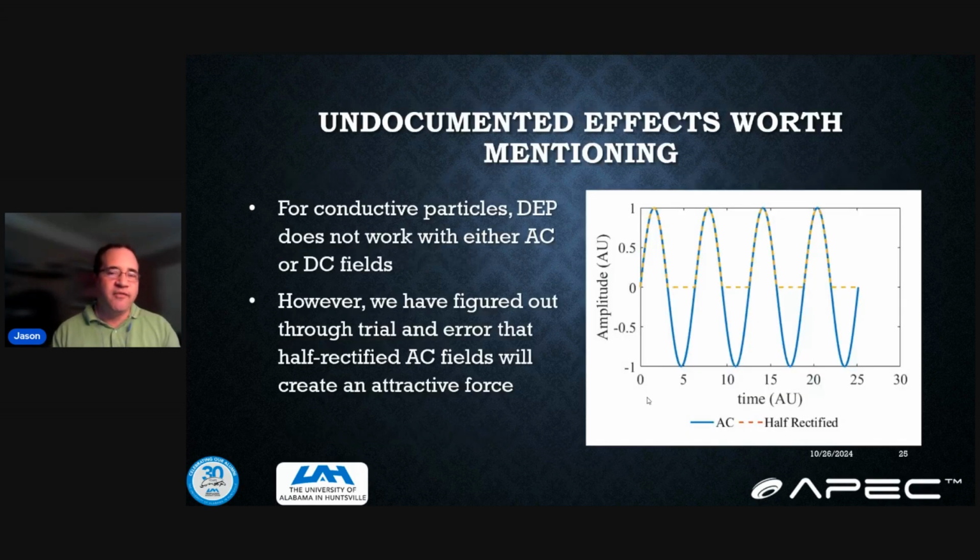Now, one other undocumented effect that's worth mentioning that we've kind of hacked our way into, and I'm just sharing this with all of you, is that metals don't work at all in DP. Anything conductive really doesn't work well, at least that we've found. However, if you have an AC field, for example, and you just half rectify it, just chop off the bottom or the top half, so here's the dashed line, it looks like we can, and we did this through trial and error, actually create an attractive force for metals as well.